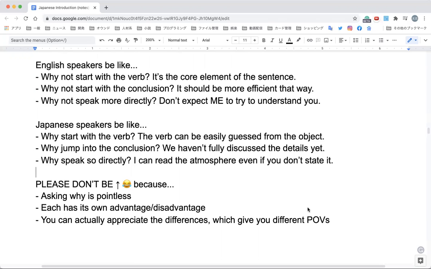Each language has a pretty long history and has developed over time, going through some optimization. So they are how they are for a reason. So you need to understand that. And third, this is important. You can actually appreciate all the differences, because the differences really give you different ideas, different ways of thinking, and really expand your world. So as you go through the process or journey of learning the language, I hope you will keep this in mind.